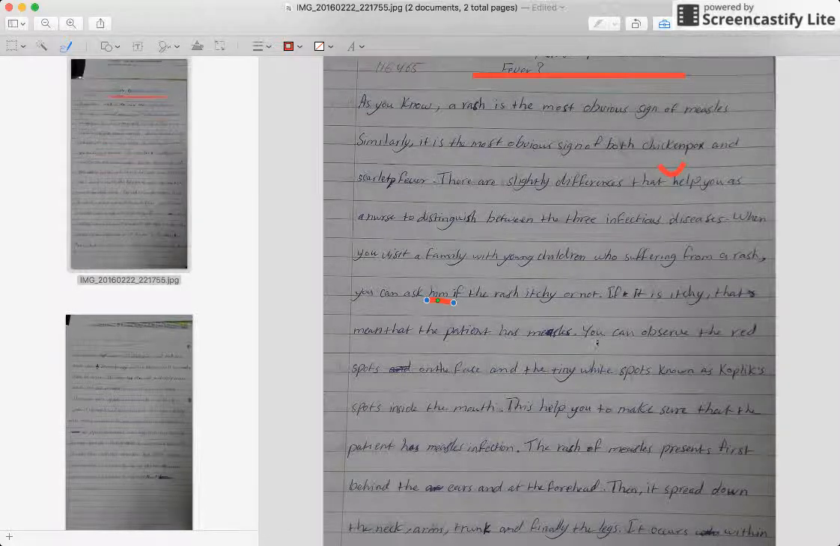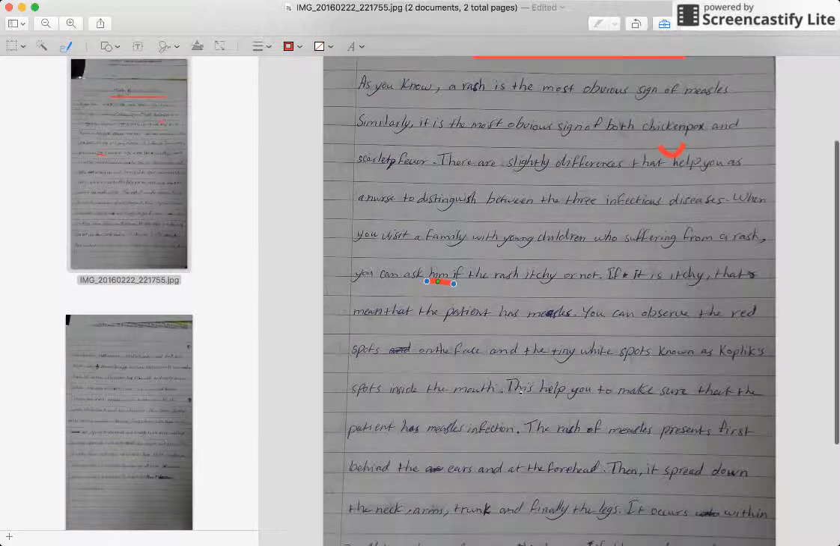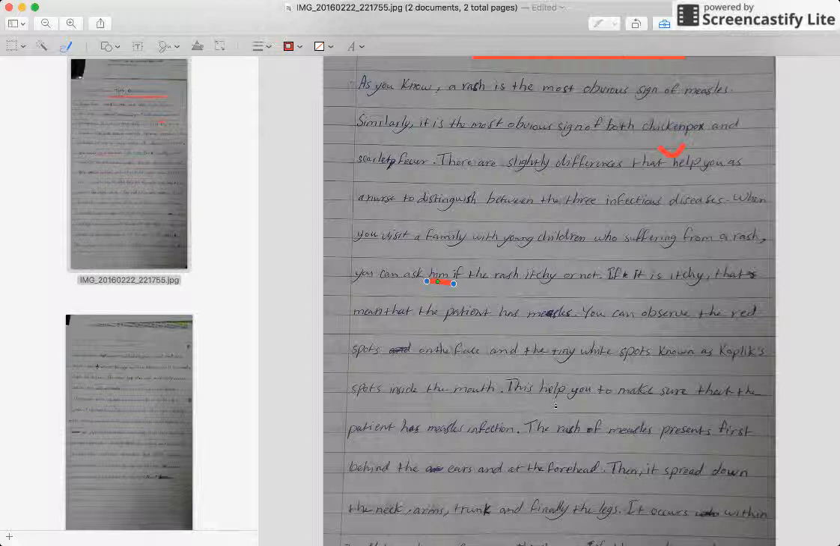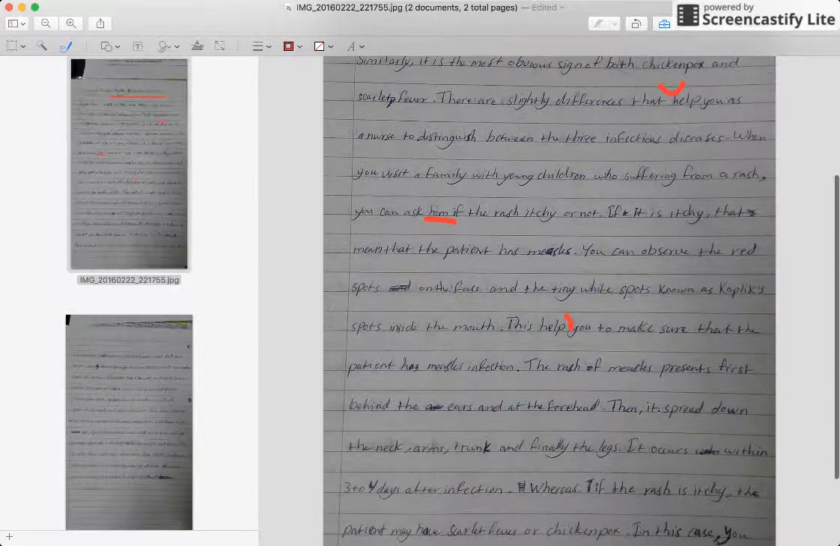What about scarlet fever? You can observe the red spots on their face or tiny white spots as Koplik spots inside the mouth. This helps you, and there's an S missing here, to make sure that the patient has measles, not the infection. You don't have to have infection here, okay?